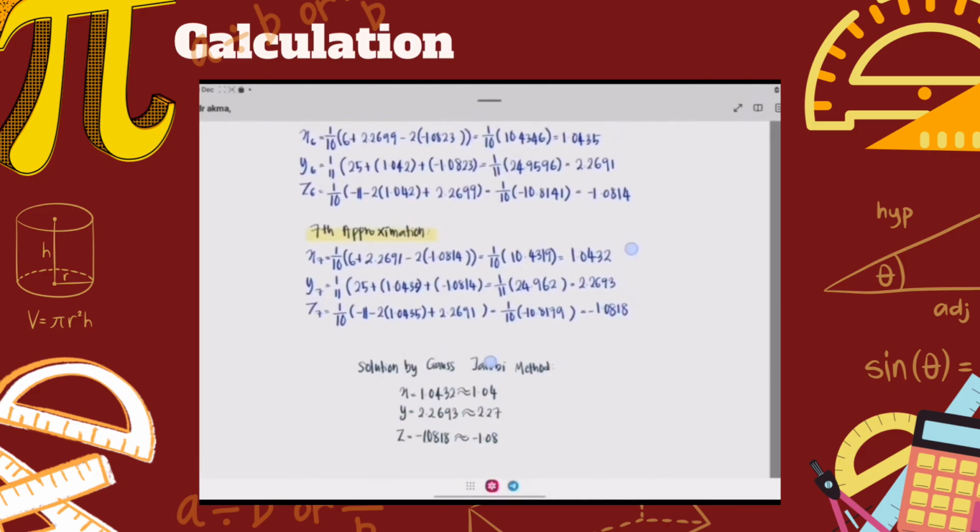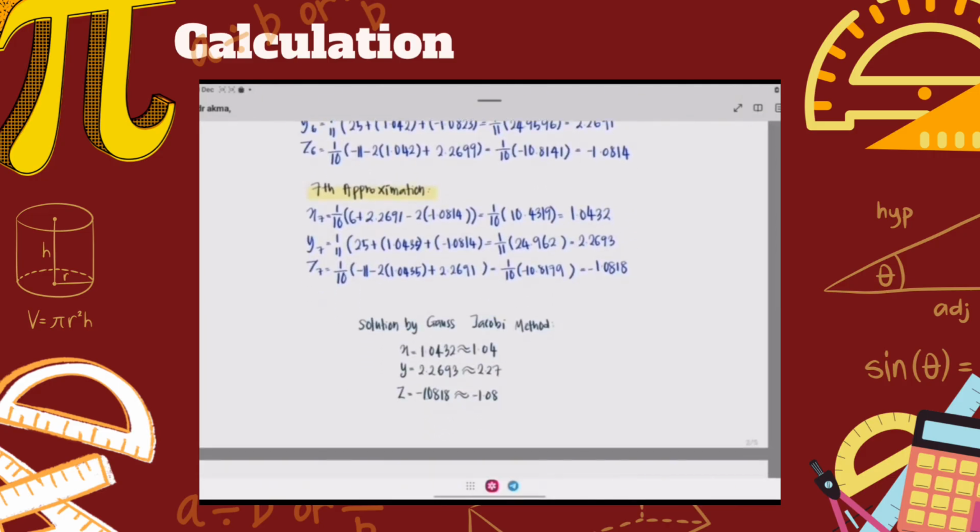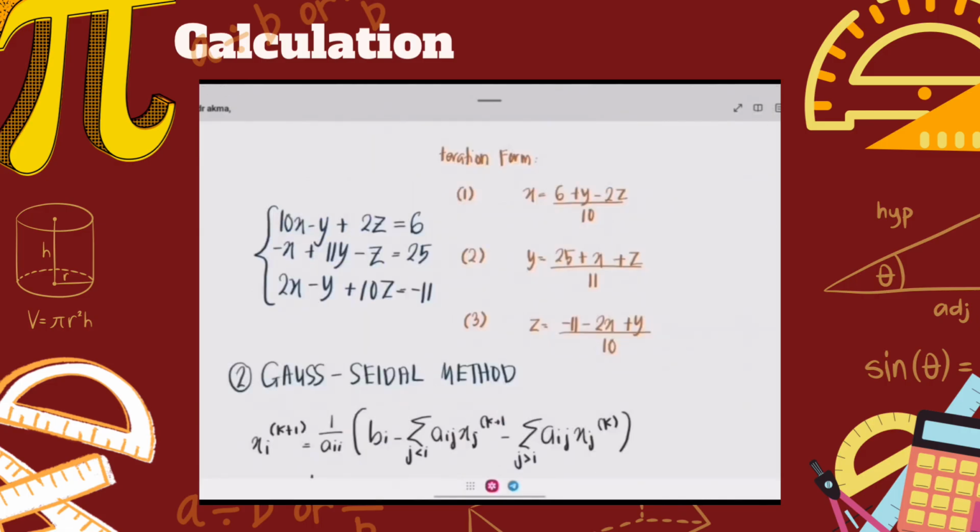So for the Jacobi method, we will get the 7th iteration. Okay, we will move to our second method, which is the Gauss-Seidel method. What you have to know is that the Gauss-Seidel method is quite similar to the Jacobi method, but there is one important difference, which is that the new values are used immediately once they are calculated. So this method, Gauss-Seidel, is usually faster than Jacobi to solve our problem.